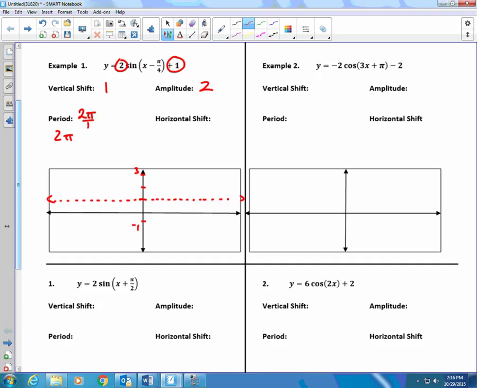I will divide that into how many parts? 4 parts. So 2 pi, pi, and pi over 2. We will count to get Hannah's result, which is 1 pi over 2, 2 pi over 2, 3 pi over 2. And I'm also going to sketch it in the opposite direction.